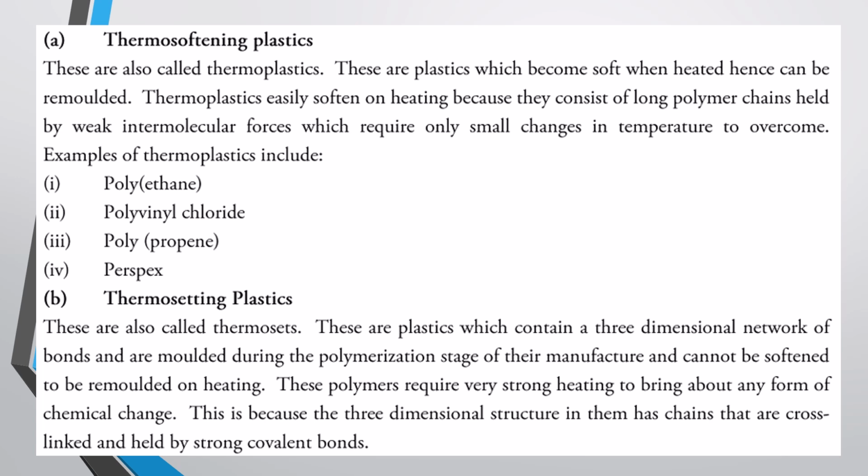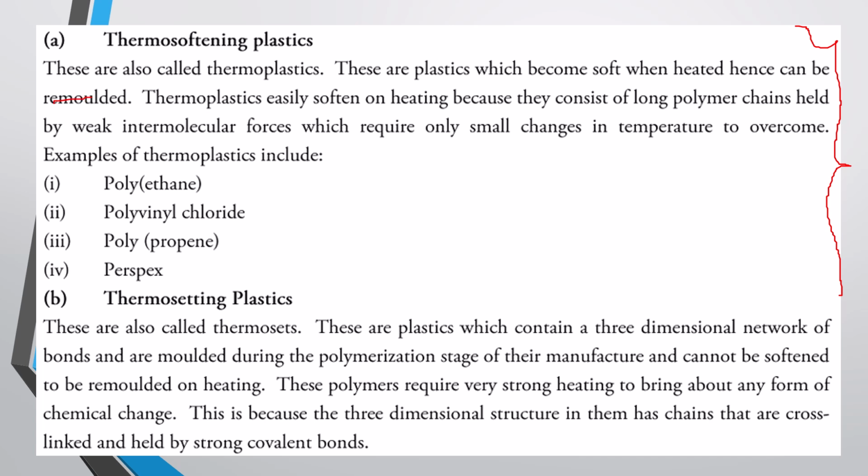Now proceeding, we are also going to look at plastics. Now plastics are mainly polymers. So this is just a finalizing part of polymerization and applied organic chemistry at large. Now under plastics, you have thermosoftening plastics together with thermosetting plastics. And let's look at each of them. So when you start with thermosoftening plastics, these are also called thermoplastics. These are the plastics which become soft when heated, hence can be remolded.